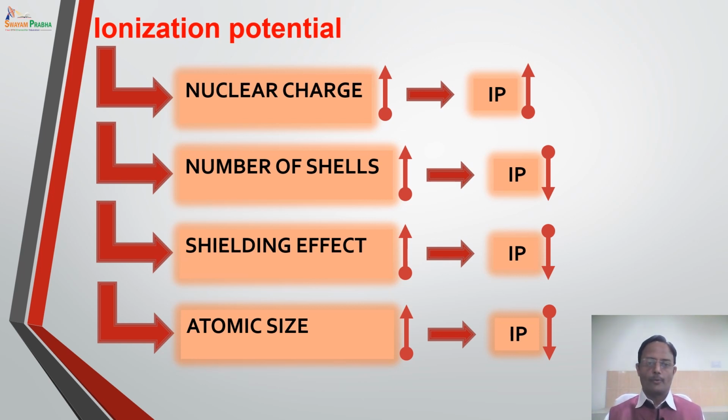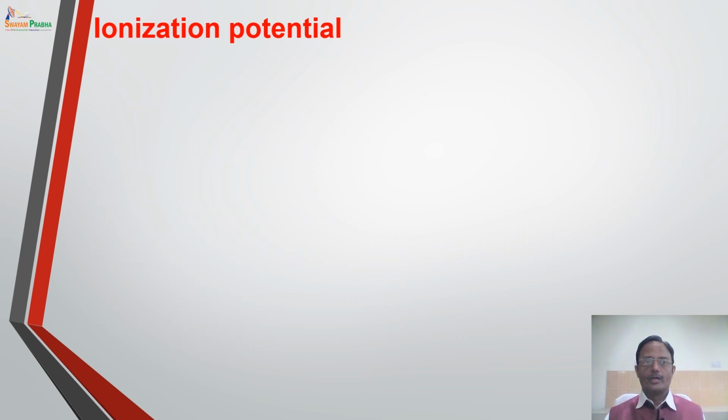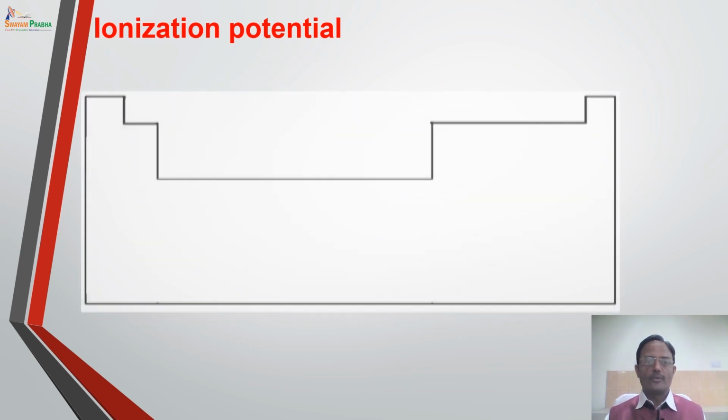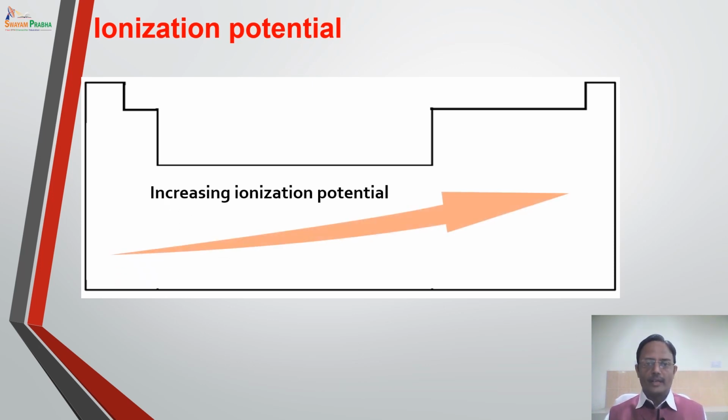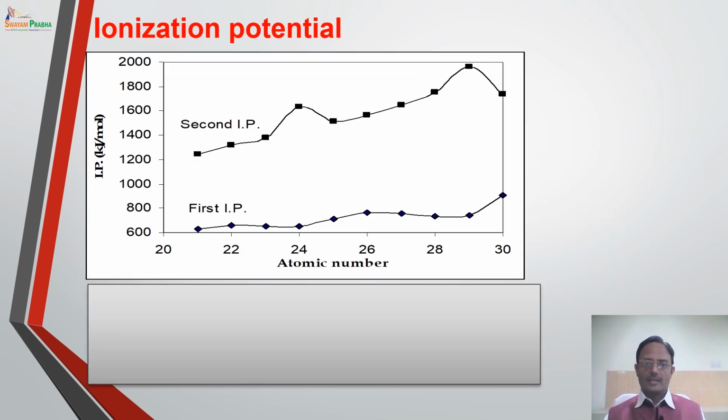So an inverse proportion exists between the two. Now what happens in case of the periodic table? When we move from left to right in a periodic table, since the nuclear charge is continuously increasing and atomic radius is decreasing, as a result the ionization potential goes on increasing from left to right across any period in general. What happens in case of 3D series elements?